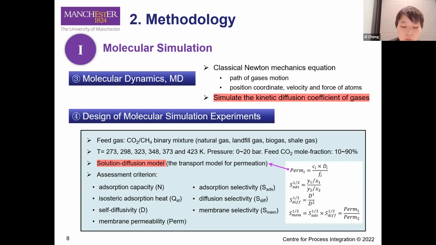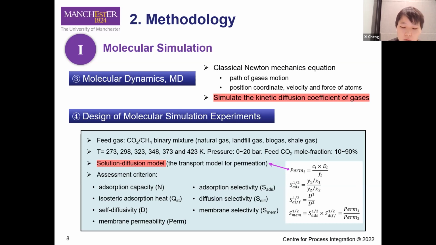The generation of the microstate in molecular dynamics depends on classical Newtonian mechanics. The path of molecular motion is obtained from the classical Newton equation. Through statistical analysis of the molecular coordinates, velocities, and forces, we can obtain the kinetic properties such as the diffusion coefficient. The detailed simulation parameters can be found here.